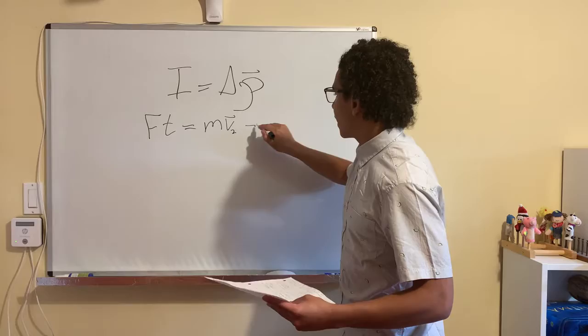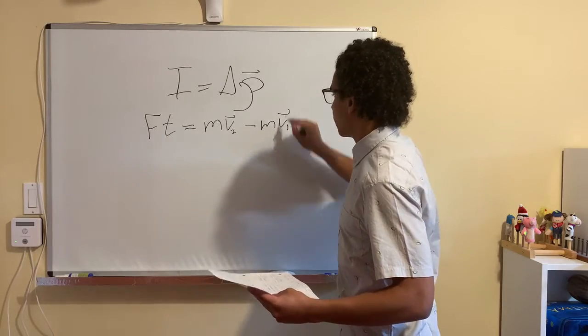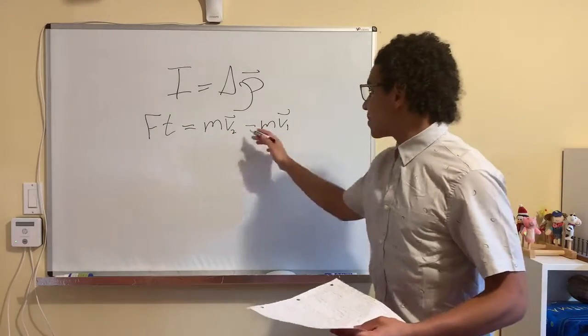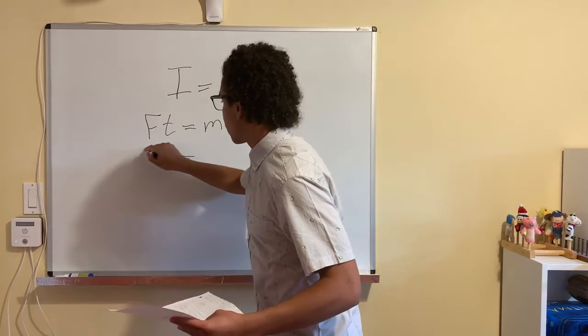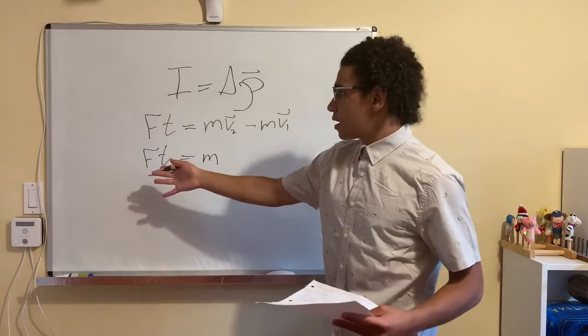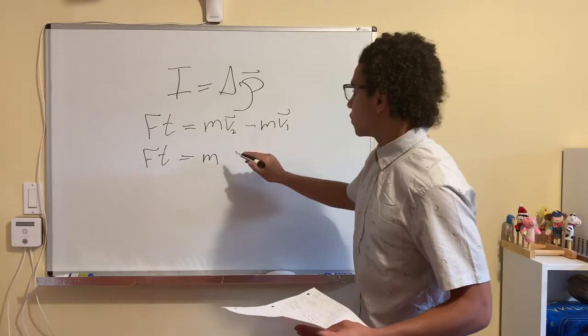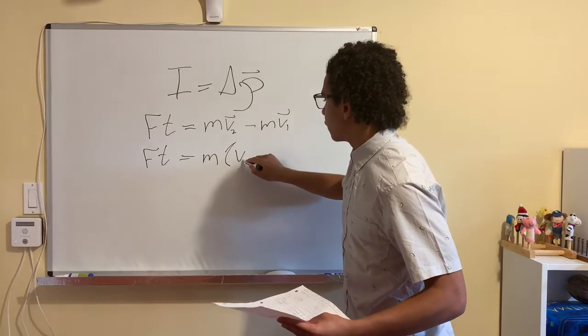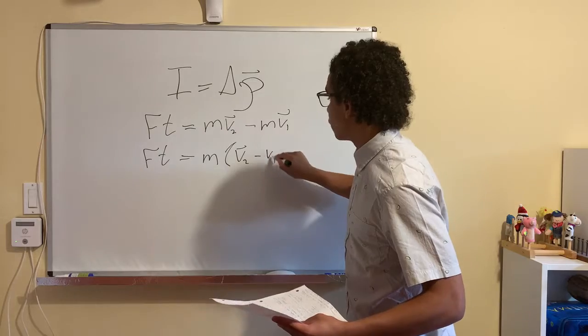mv2 minus mv1, okay? And this m is constant, so we can also write it like this. Ft, which equals impulse, equals m times v2 minus v1, okay?